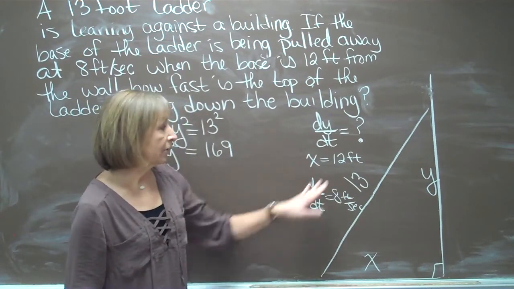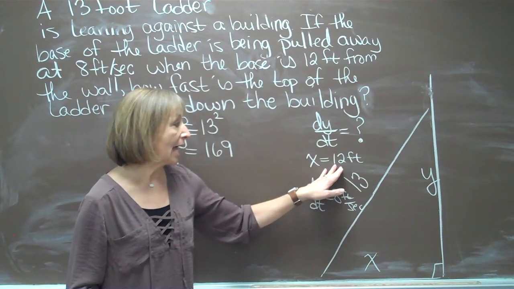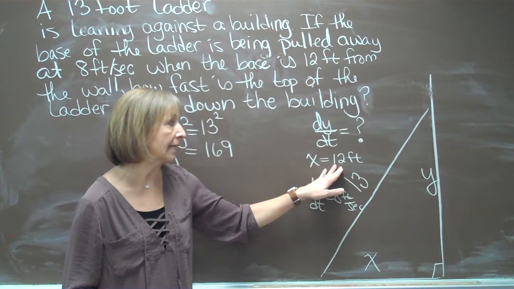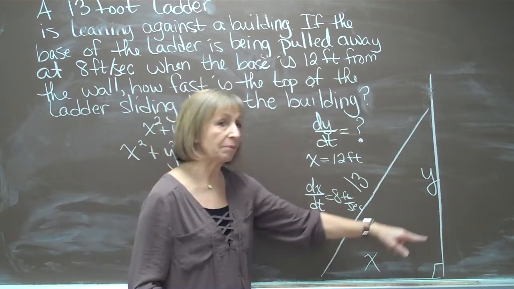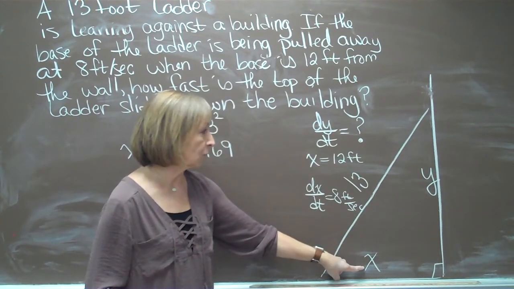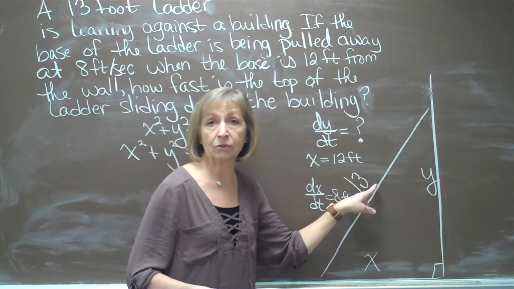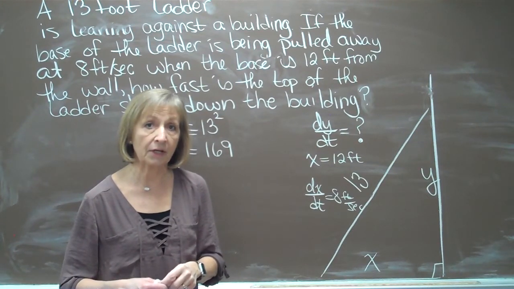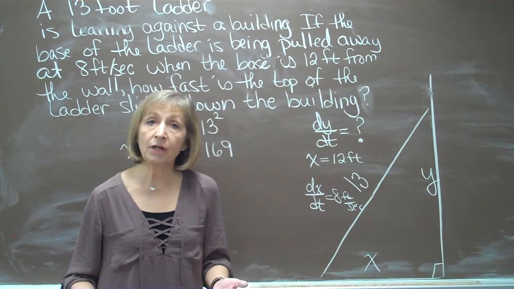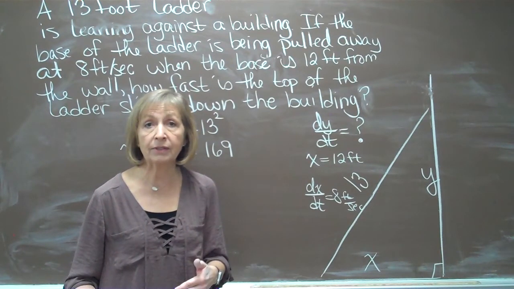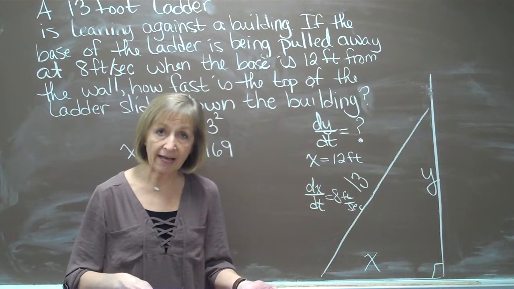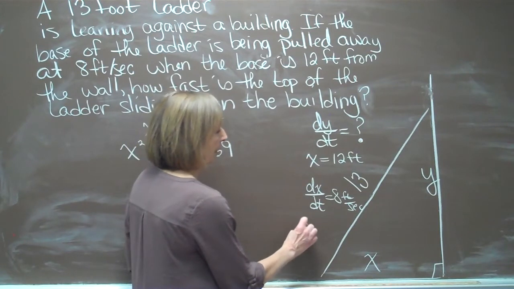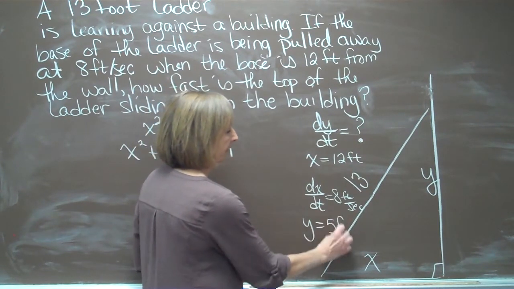Another value we can find here is, at that snapshot of time when my x is 12 feet, I can find the y value at that moment as well, because I can use the Pythagorean theorem: 12 squared plus y squared is equal to 13 squared. So 144 plus y squared is equal to 169. Subtract the 144 from both sides, you get y squared is equal to 25, and then take the square root, y is equal to 5 at that moment. So by the Pythagorean theorem, y will be 5 feet.